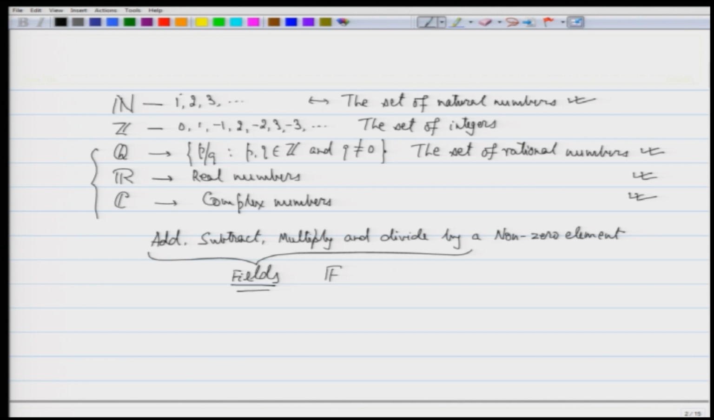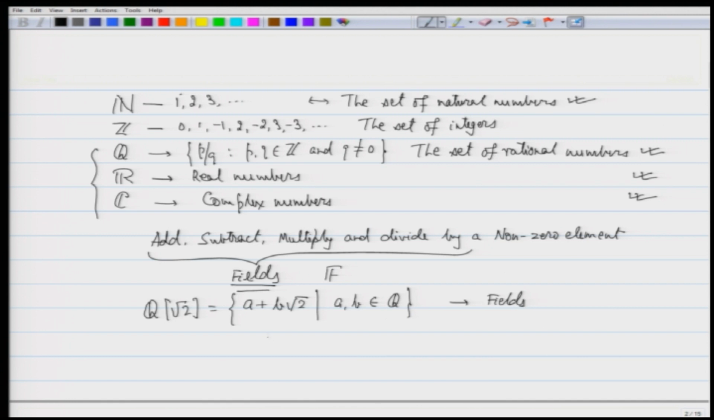We also have sets of the type Q of root 2, which are of the type a plus b root 2, where a and b are rational numbers. They are also fields.